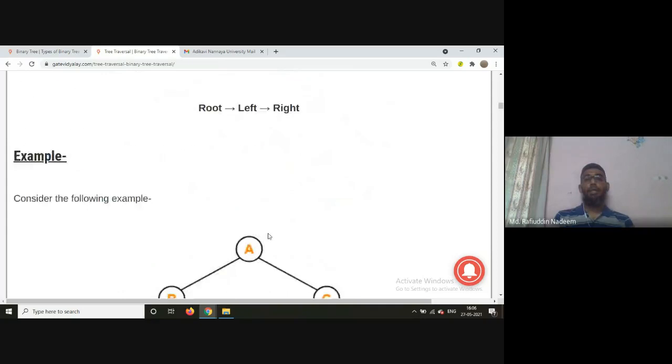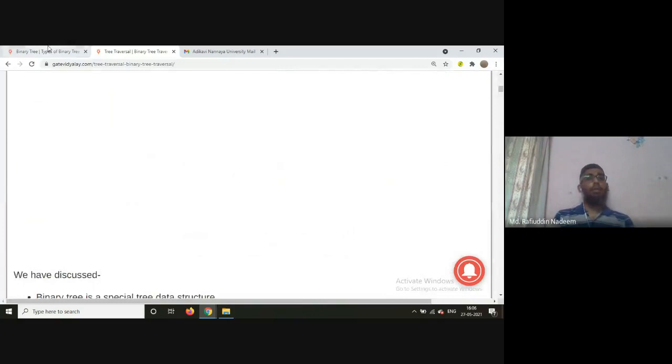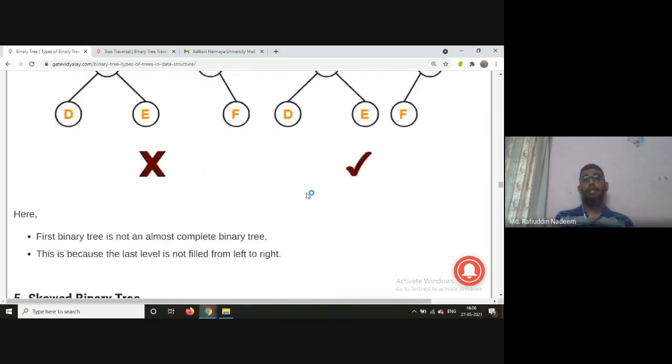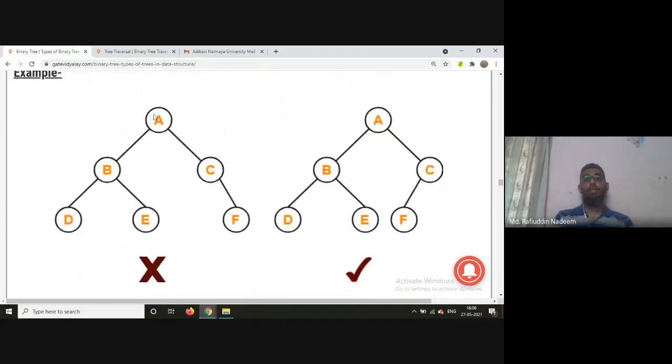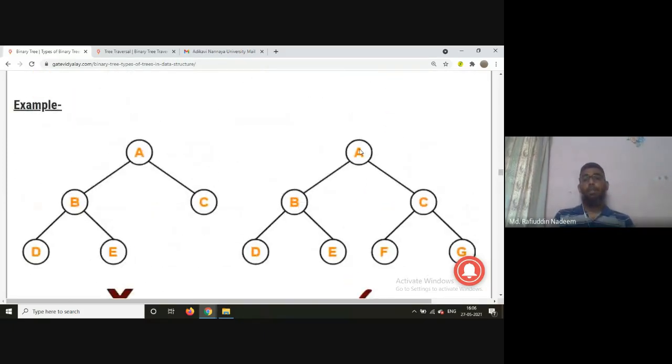So likewise, if I go to see this, what is the pre-order traversal of this one? Simply A, B, C, D. Here also A, B, C, D. So if you draw a line, it will be like that. Now the pre-order traversal of this one is A, B, D, E, then again C, F. Simply if you go on drawing the line, that will be the pre-order traversal. So for this one, A, B, D, then E, then C, then F, and then G.